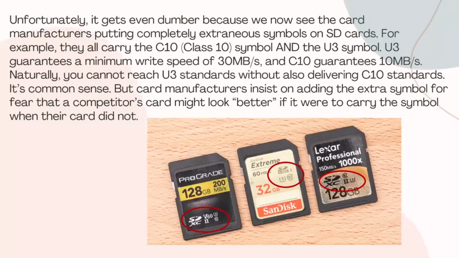Unfortunately, it even gets dumber because we now see the card manufacturers putting completely extraneous symbols on SD cards. For example, they all carry the C10 Class 10 symbol and the U3 symbol. U3 guarantees a minimum write speed of 30 megabytes per second, and the C10 guarantees 10 megabytes per second. Naturally, you cannot reach U3 standards without it also delivering C10 standards. It's common sense. But card manufacturers insist on adding the extra symbol for fear that a competitor's card might look better if it were to carry the symbol, whether their card did not.